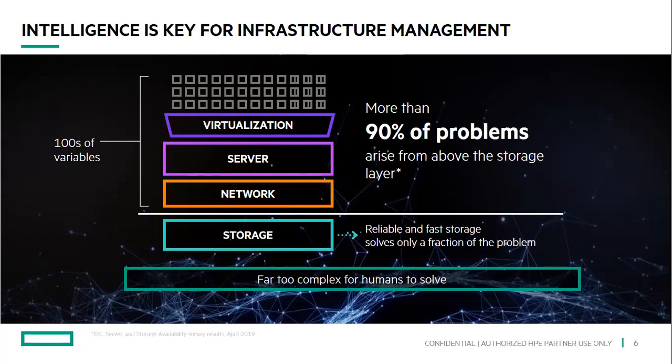Okay, this is the research that was published by IDC in Servers and Storage Availability back in April 2019. They realized that many of the problems happening above the storage layer cause the storage to be in trouble. It might be a network issue, a SAN network or a LAN network, a server, or the virtualization layer creating a problem. It might be an application that is too heavy for a host, or the application itself creating the problem.